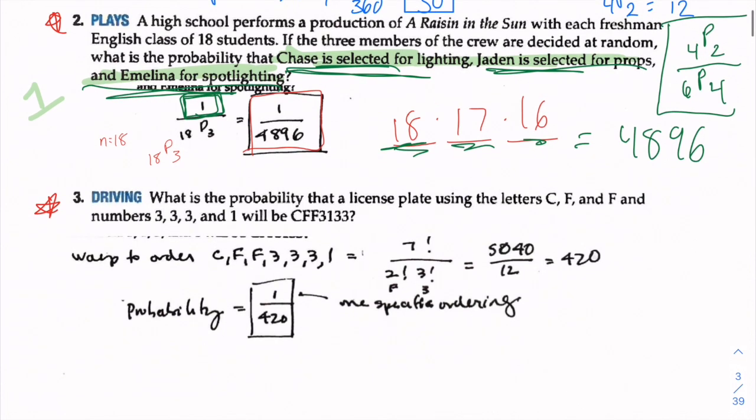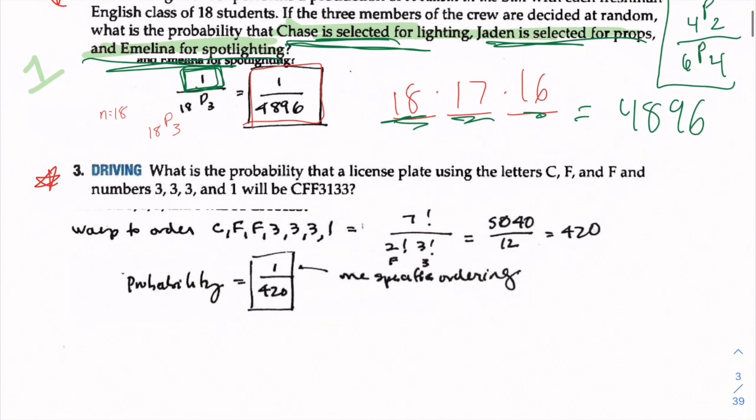Okay, next one, driving. Asian drivers. What is the probability that a license plate using the letters C, F, and F and the numbers 3331 will be this? Oh, interesting. Okay, so you can only use these letters and these numbers, and you basically ask, what are the chances that when you arrange them, it will become this? So what are all the ways to order this? How many do you have? 1, 2, 3, 4, 5, 6, 7.